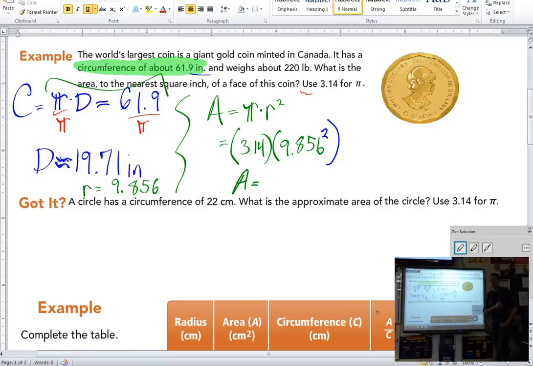So guys, if you take a second to think about this, this coin is 20 inches across. That coin is this wide. It's a gold coin. Now, this is in Canada. It's the biggest coin ever minted. At least back then, it was the largest coin ever minted.